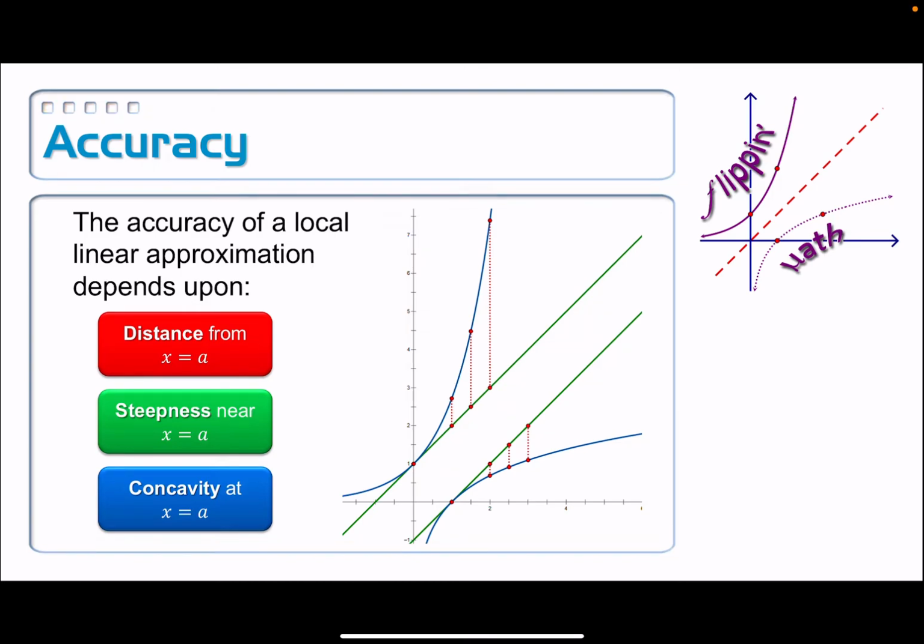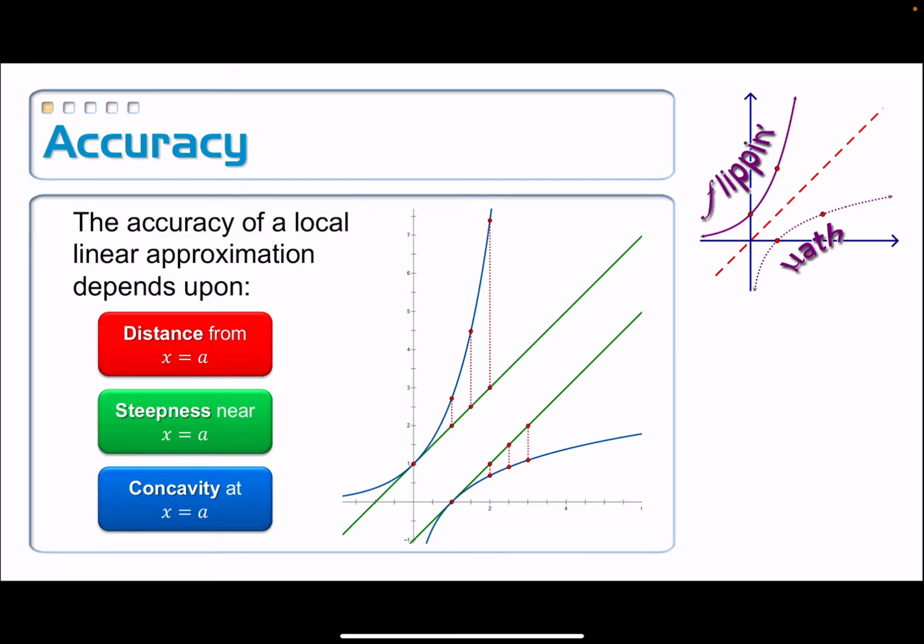Now let's summarize some of the key things that we should have discovered from that previous exercise about a local linear approximation using a tangent line. The accuracy of a local linear approximation depends upon three things. The first one is its distance away from our point of tangency. We can see from these graphs, of course, the further away that we get from point A, our graph is getting further and further away from our tangent line, right, in both of these cases.